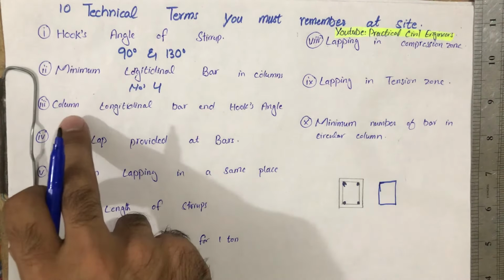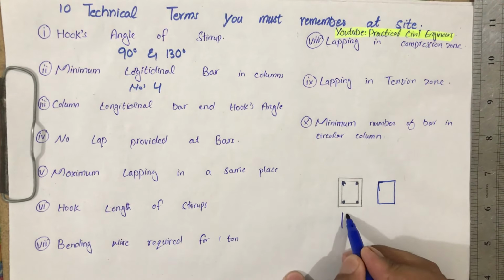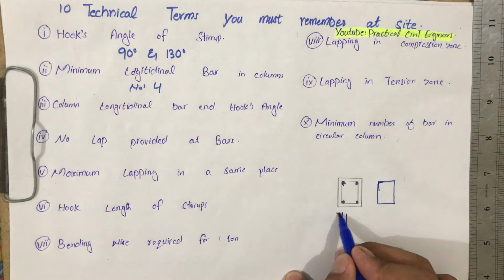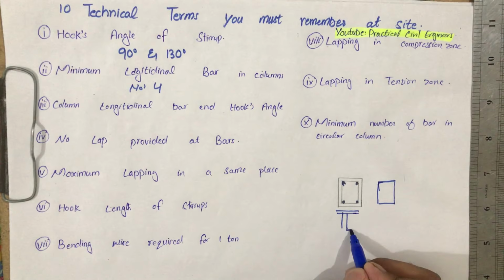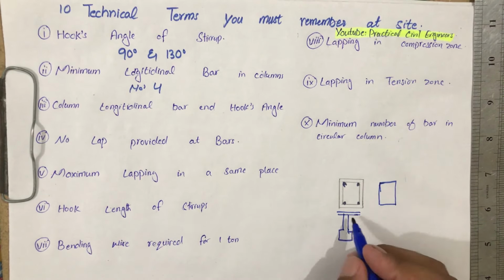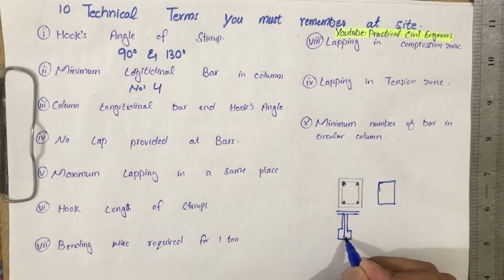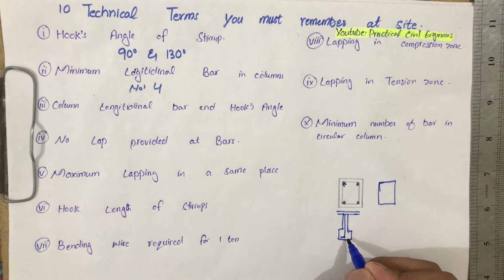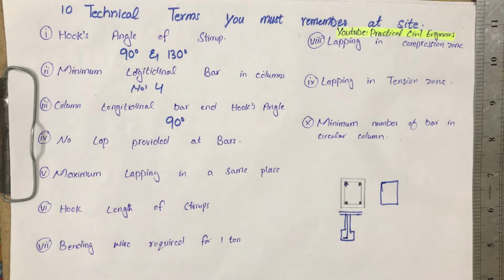Third number is column longitudinal bars and hooks. How and what is this? Suppose this is a column, right? This is a beam or slab or something, and this is the foundation. So this is the bar and this is the hook length. The hook length will always be 90-degree in a column's longitudinal bars.